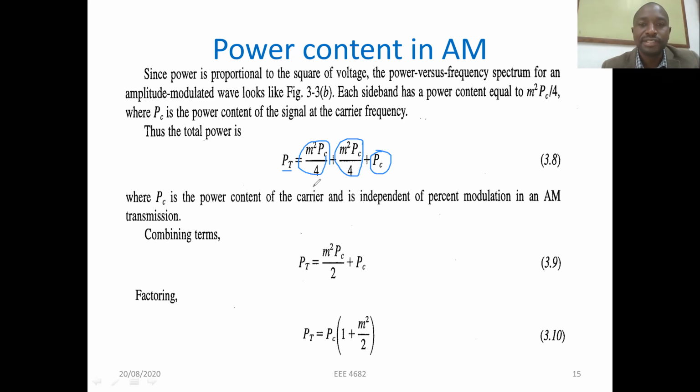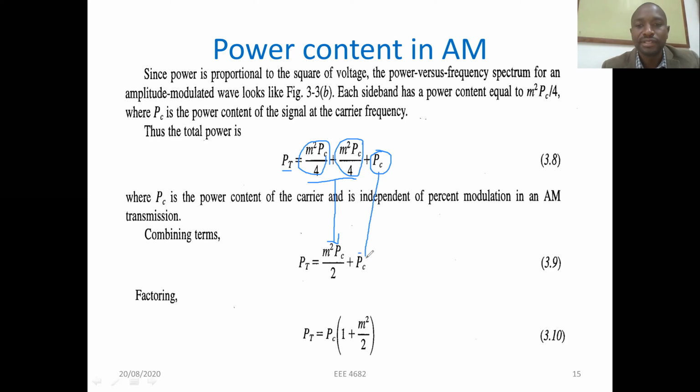Now, from equation 3.8, we can add the upper and lower sideband power to yield equation 3.9, where M squared PC over 2 is nothing but the summation of the upper sideband power and the lower sideband power. Then you have the carrier component here to form equation 3.9. And if we factor out the PC, you have PC outside, and then you have 1 plus M squared over 2 to yield equation 3.10. So equation 3.10 is a summarized version of the total power in both the upper sideband, lower sideband, as well as the carrier.